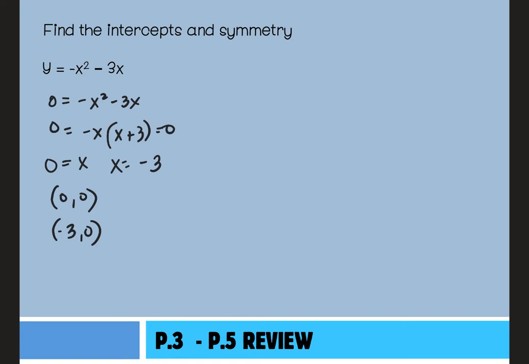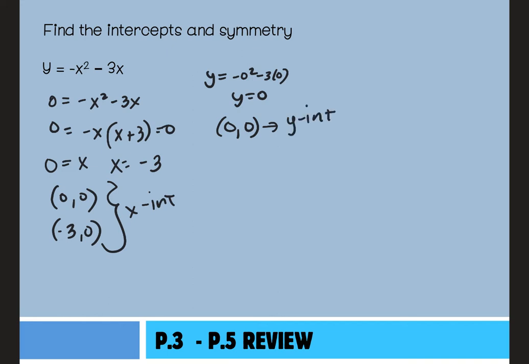The y-intercept, I would plug 0 in for x. And I would also get that 0, 0. So x-intercepts, y-intercepts. And then it said to find the symmetry. So to find x-axis symmetry, I would plug in a negative y. It's only going to change that one, so it would fail that test.